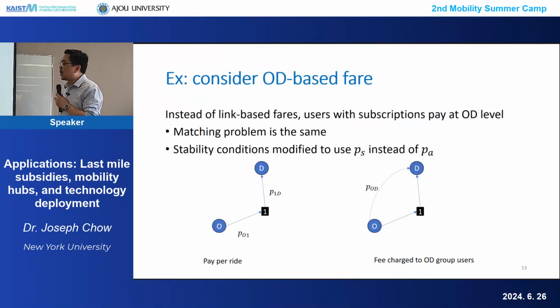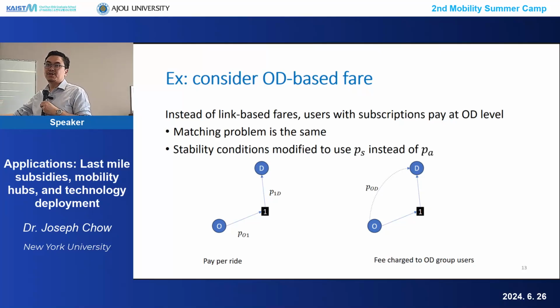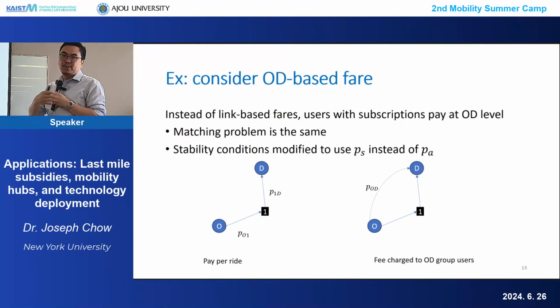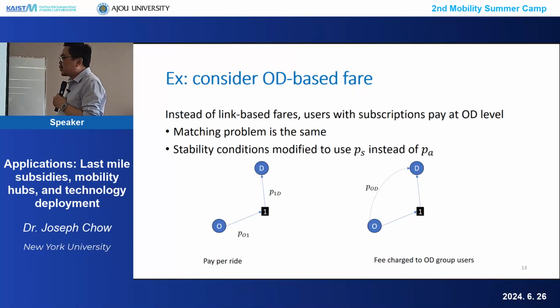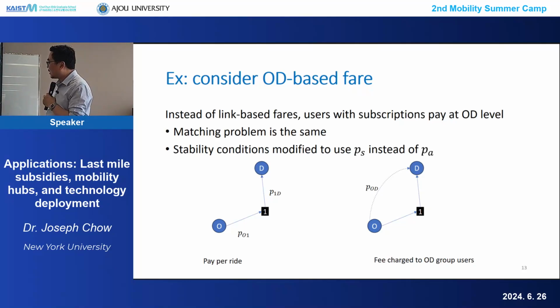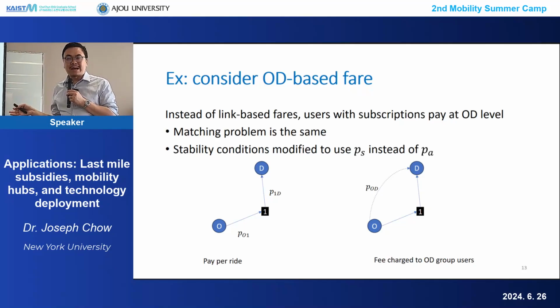As an example, consider OD-based fare, right? So in this case, just knowing that you're starting from this location, going to that location, so it's kind of like a zone-based fare, but even more specific to different OD pairs. But we can also think of it as a zone-based fare payment. Right, so users with a subscription paying this kind of fare, they would pay per OD level. The matching problem is the same, it doesn't change. What changes is that in the stability conditions, we have to modify, instead of fare payment per link or line, we end up having a fare payment per OD pair instead. So there's some adjustments in the math, right?